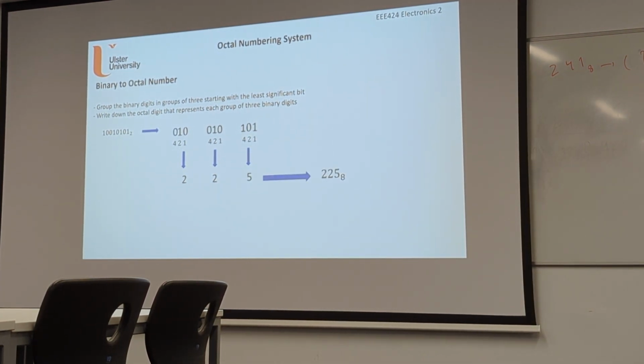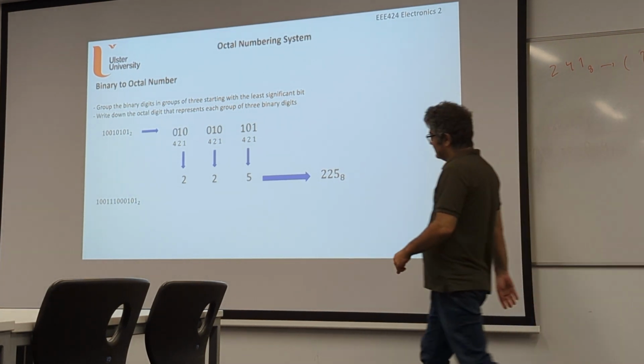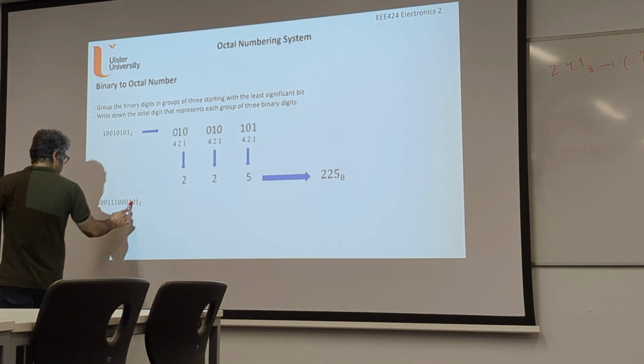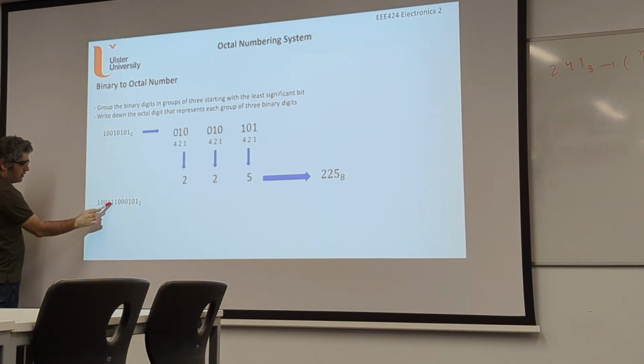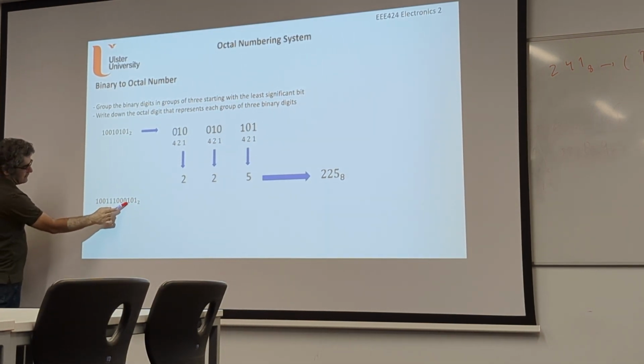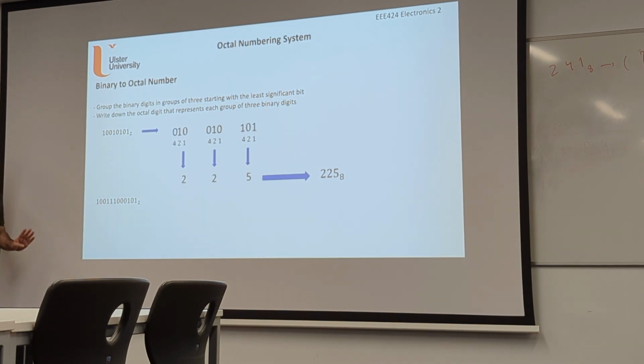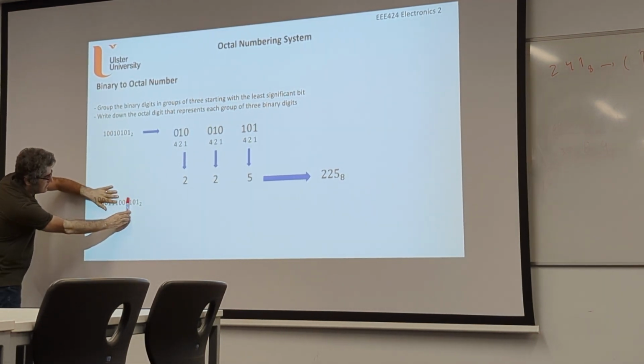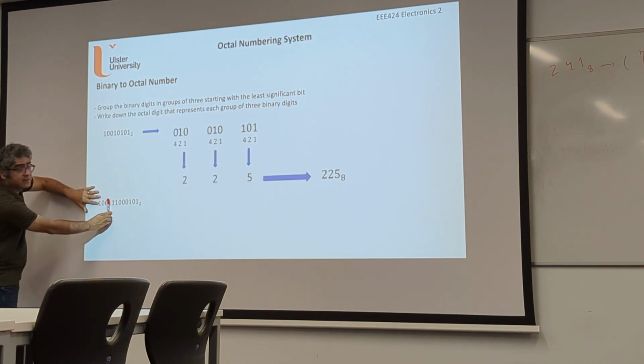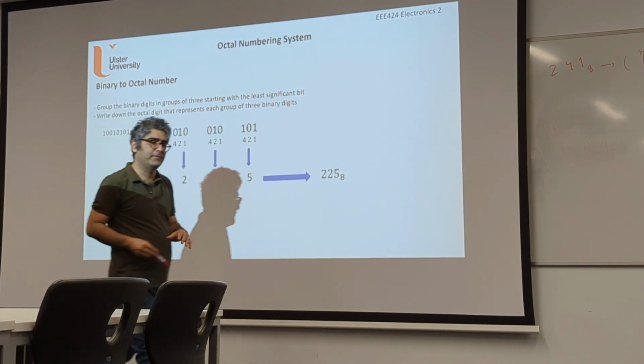Let's give you another example. This one. You see? Here we have this. How many digits do we have? 1, 2, 3, 4, 5, 6, sorry, 3, 6, 9, 12. So it's easy because we have 4 groups. The first group, the second group, the third group, the fourth group. And we will do the same.